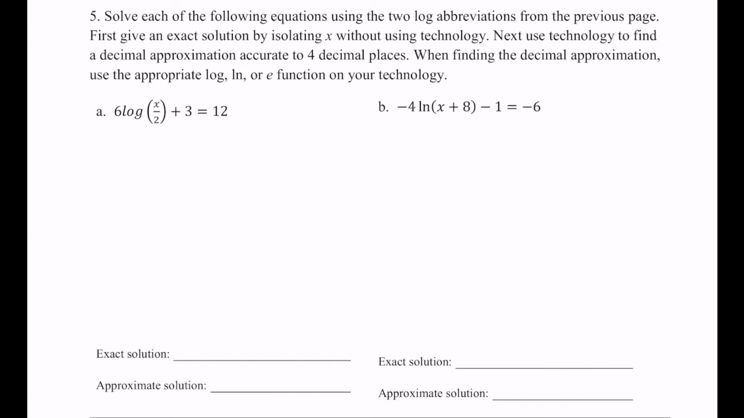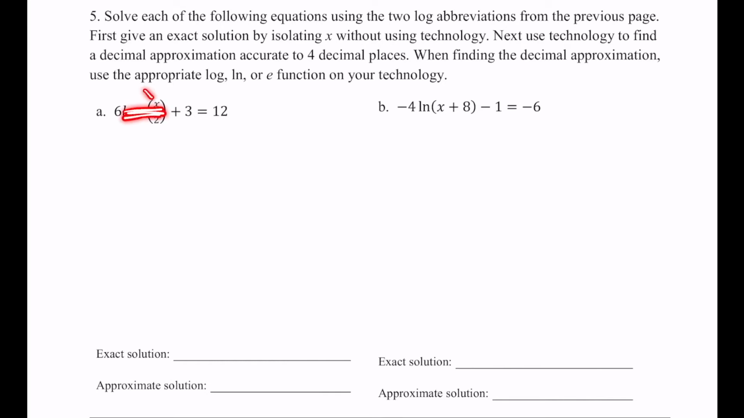All right, so now let's solve these part A and part B only. Part C and D are independent work, and let's find an exact solution without technology and then use technology to find an approximate solution. So let's start by finding an exact solution to both first, and then we can use technology. So first, let's solve this all algebraically.